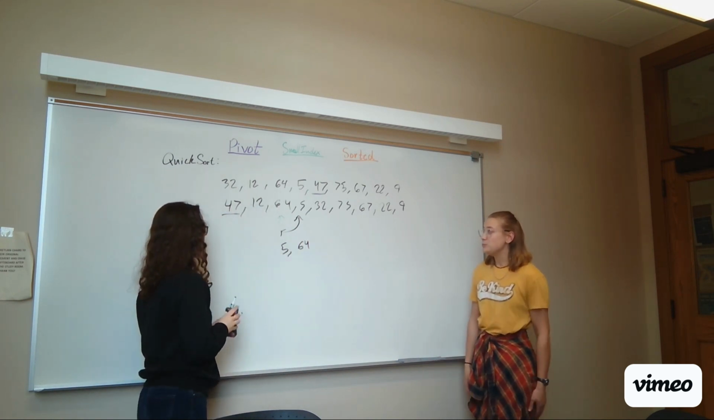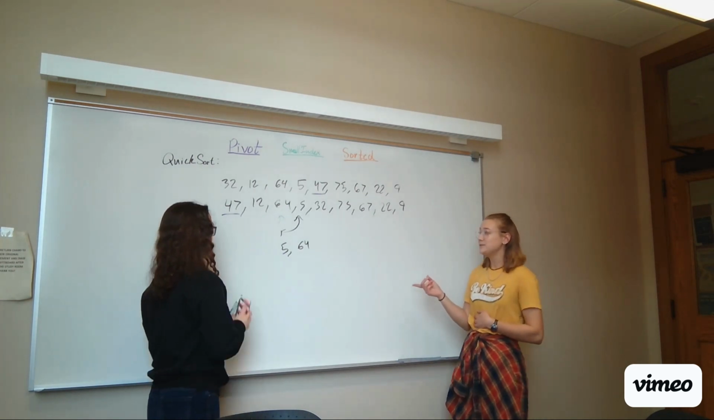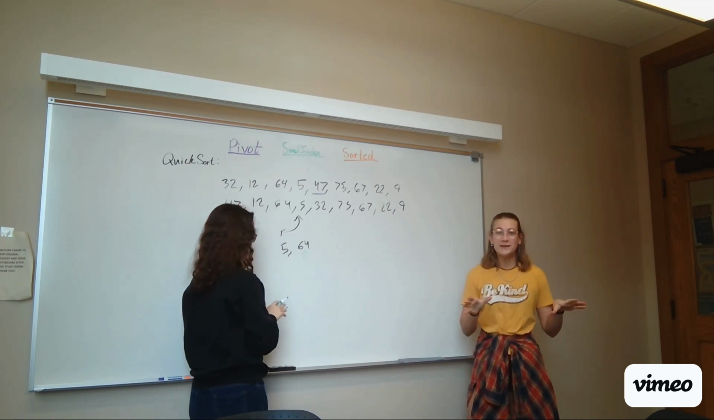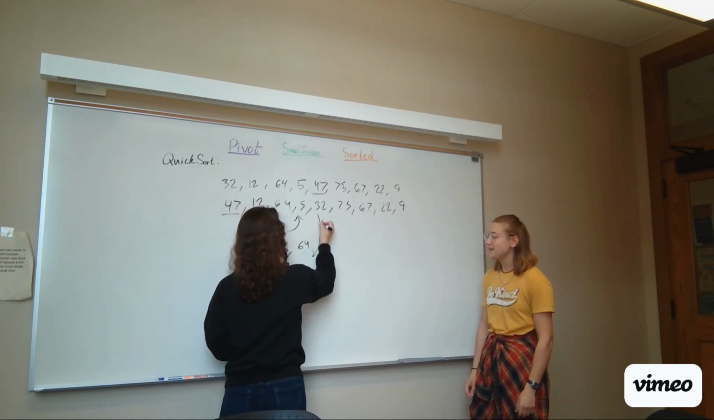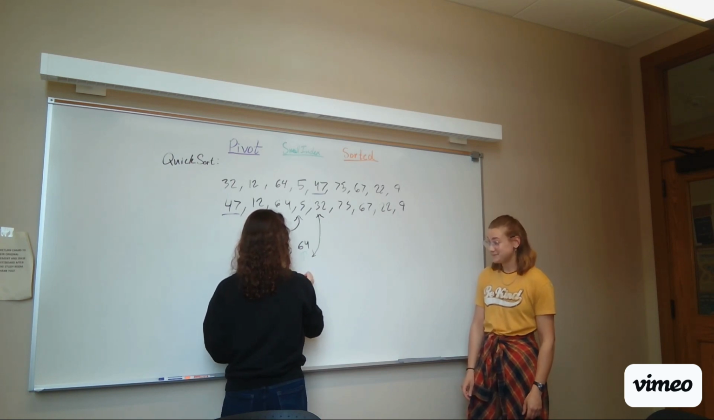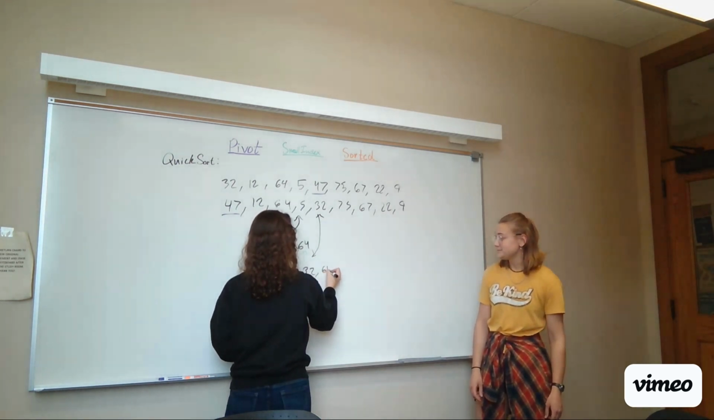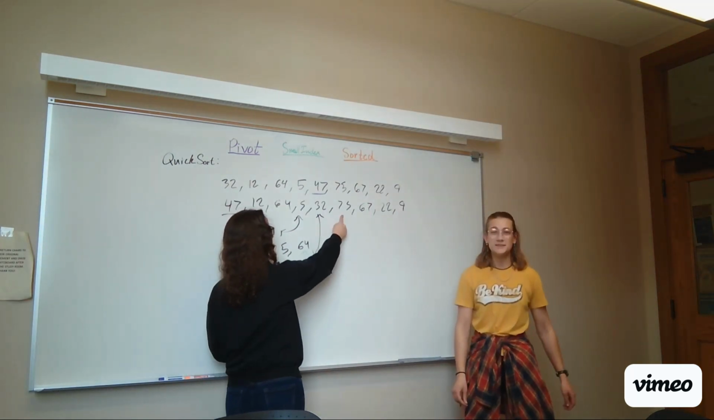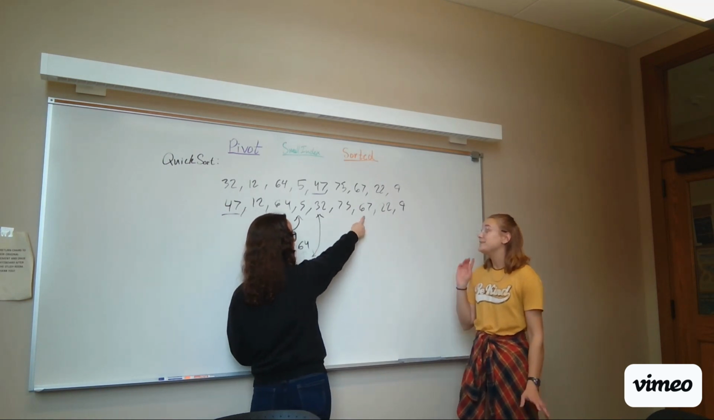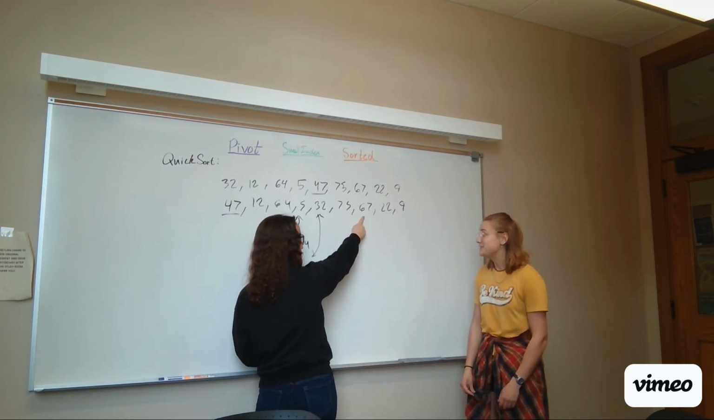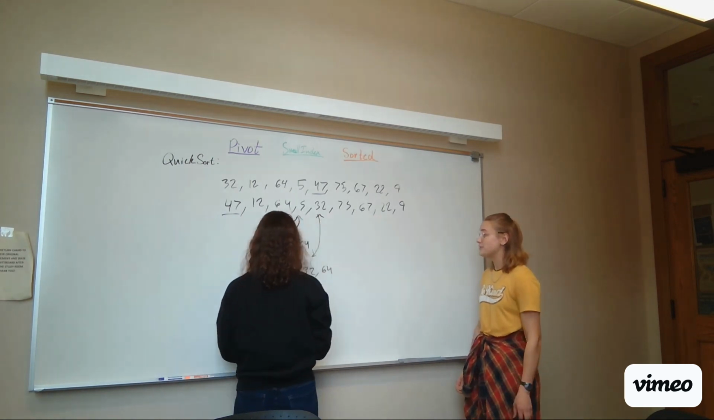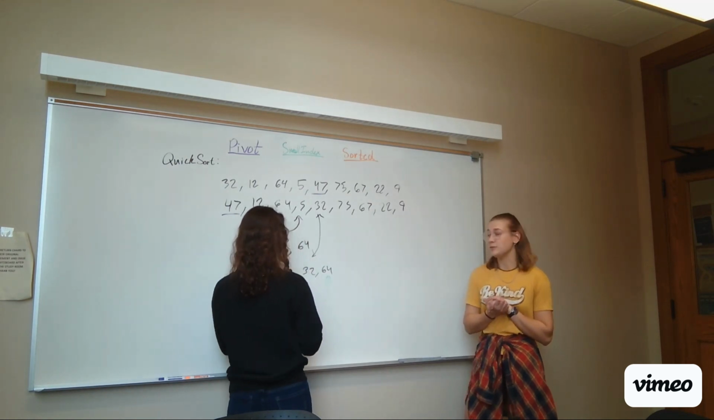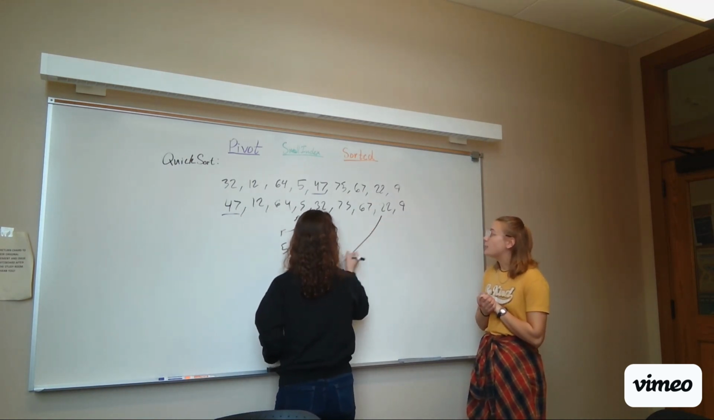Then we're going to look at 32. 32 is smaller than 47. We're going to move our small index to 64 and swap 32 and 64. Then we're going to move on to 75, which is larger than 47. So we're going to move on to 67, which is also larger than 47. 22 is smaller than 47, so we're going to increment our small index up one, which is 64 again, and swap 22 and 64.